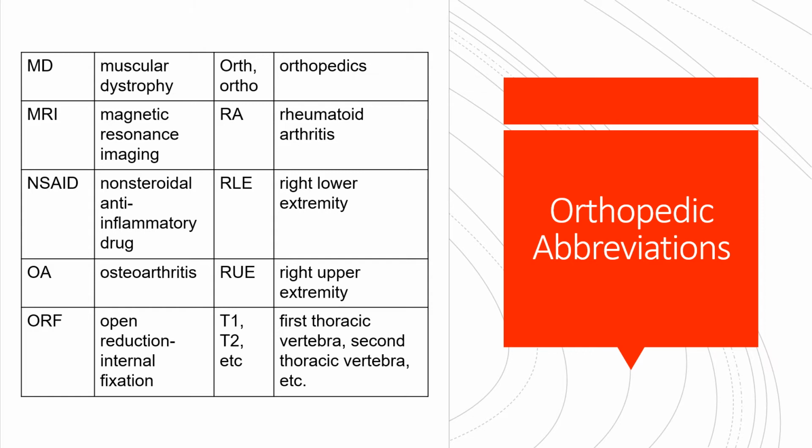Osteoarthritis would be abbreviated OA. ORIF would be an open reduction internal fixation. Ortho refers to orthopedics. RA, rheumatoid arthritis. RLE, right lower extremity. RUE, right upper extremity. T1, T2 are going to be your thoracic vertebrae. So you have cervical vertebrae in your neck, thoracic vertebrae next, and then lumbar vertebrae after that.